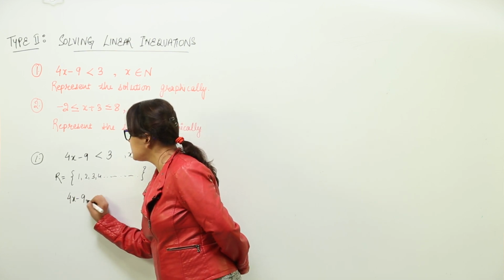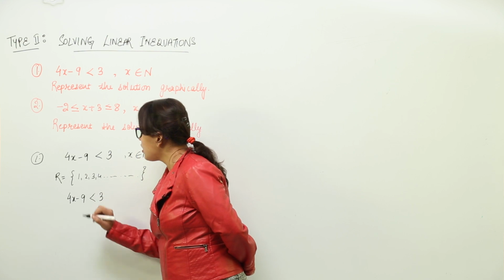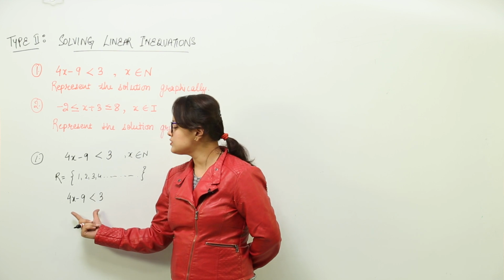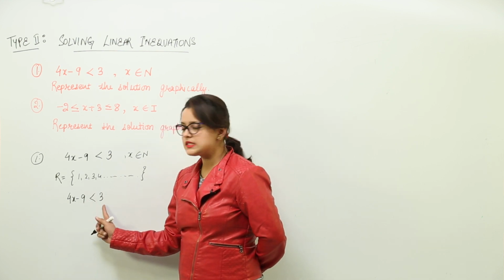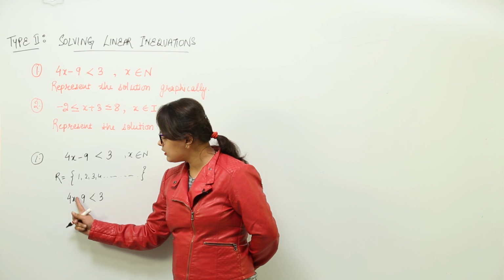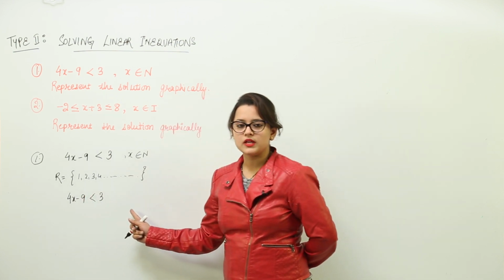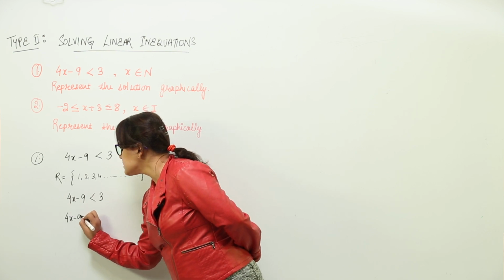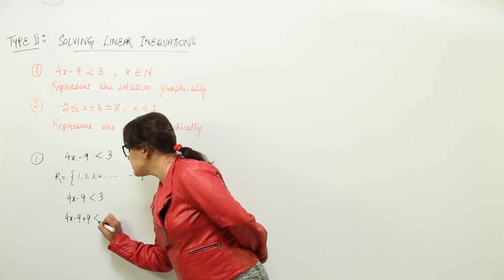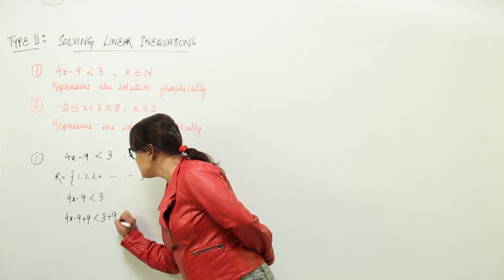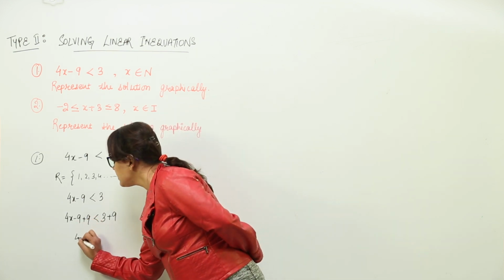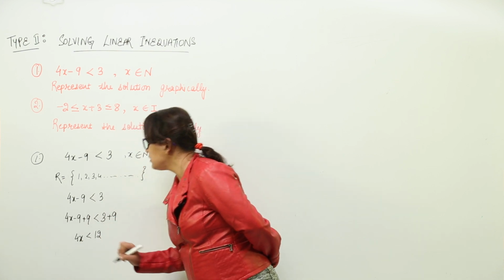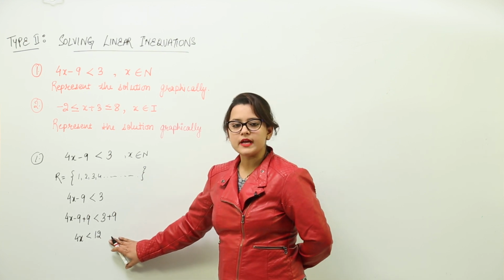4x minus 9 less than 3. Now how to start this question? You have to start simplifying by adding or subtracting the same number on both sides. We want to get rid of this minus 9. We can't transpose it to that side, so we add plus 9 to both sides. We can do that as I discussed. On adding plus 9 to both sides, we are left with 4x only, and here we get 9 plus 3 as 12. Now we can divide both sides by 4.